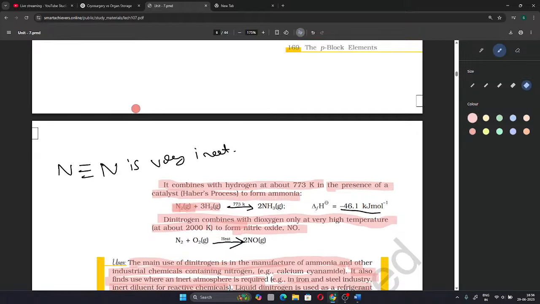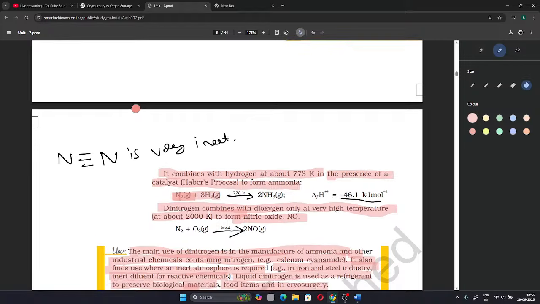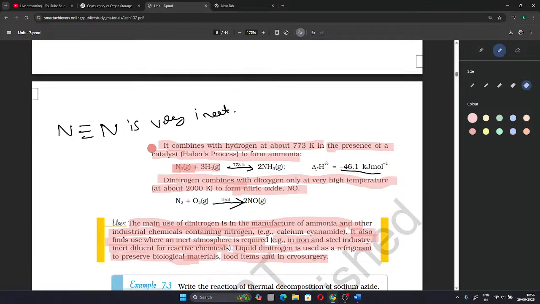And as for the uses of dinitrogen, one, because it is inert, it is used in places where there is a need for an inert atmosphere. It is used in preparation of ammonia, and it is also used as a refrigerant to preserve biological materials, as well as in cryosurgery.